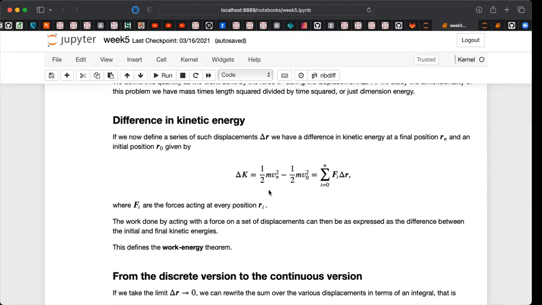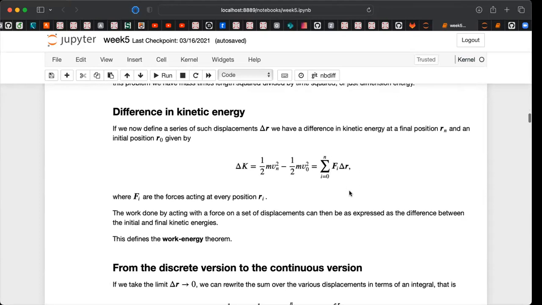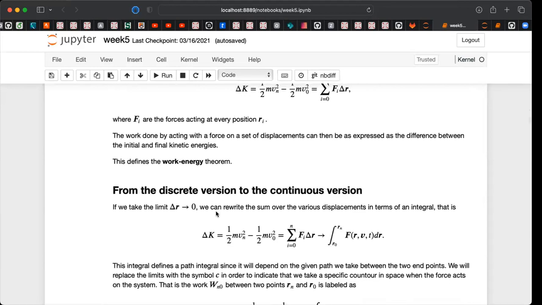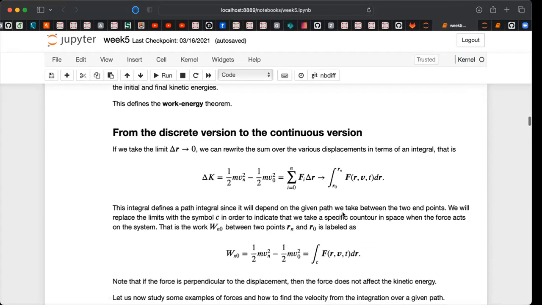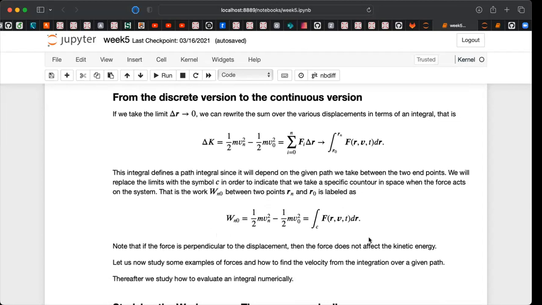Then we can collect all these small displacements. And when we collect them, we look at the difference between the final kinetic energy and the initial kinetic energy. And then we could change this into an integral where we assume that delta r goes to 0. And that means that we could change this into an integration from a position r0 to a final position rn. And this is the work energy theorem.